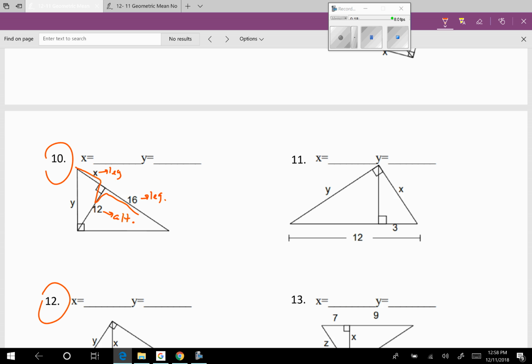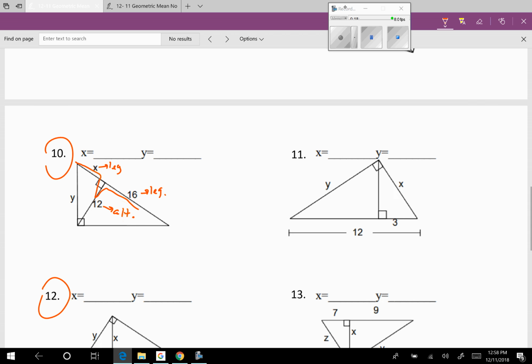So if you look at your formula, it's very easy. So we put one leg, which is x, over the altitude, which is 12. And then you put the altitude, which is 12, over the other leg, which is 16. And now we do our cross products. So 16 times x is 16x, which is equal to 12 times 12, which is 144.